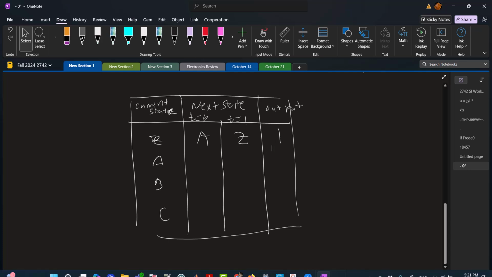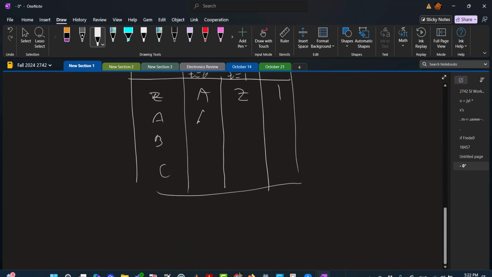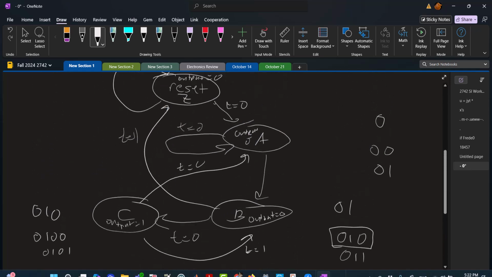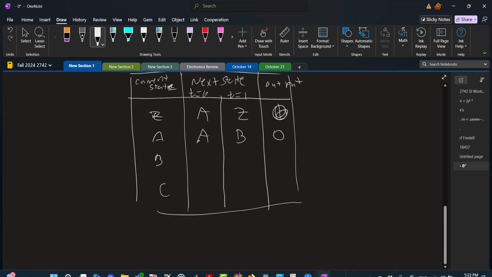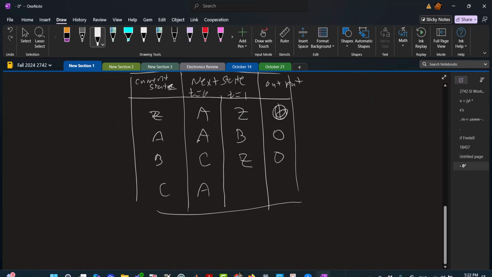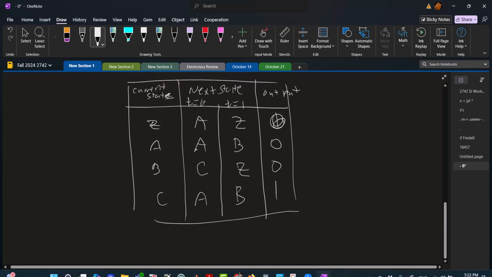If I was at A and I got a 0, I stayed at A. And if I got a 1, I went to B, and my output was 0. Output should be 0 in all of those. If I was at B and I got a 1, I went back to Z. If I got a 0, I went to C, and my output was 0. And if I'm at C and I got a 0, I went to A. If I got a 1, I went to B, and my output was 1.